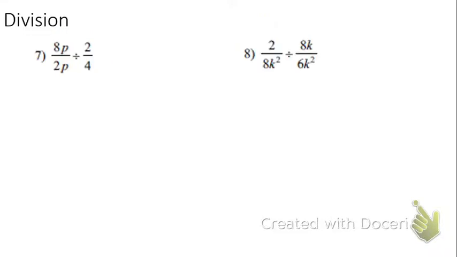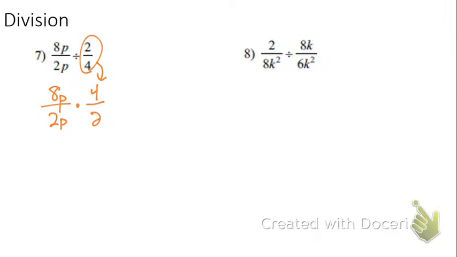Now with division. With division, I'm going to start by flipping it first. So 8p over 2p, and I'm going to multiply that by 4 over 2. So I took this fraction and I flipped it. And now it is multiplication. It's like an eyeball.